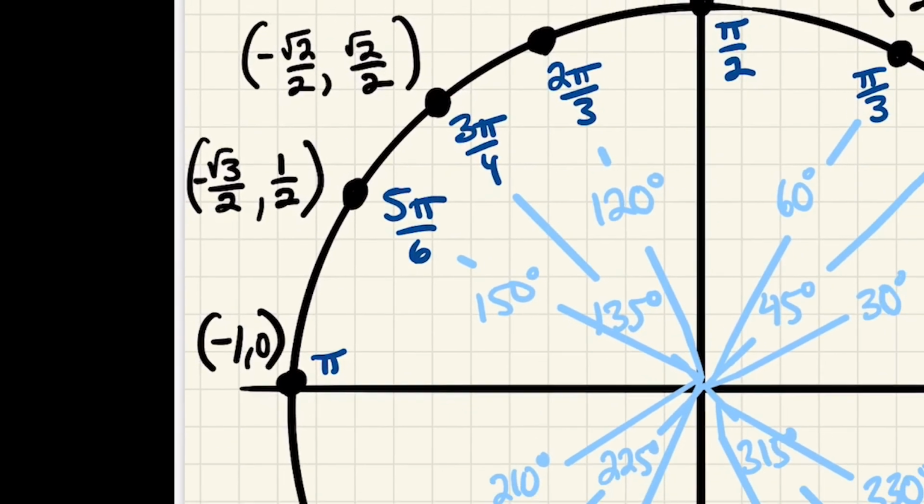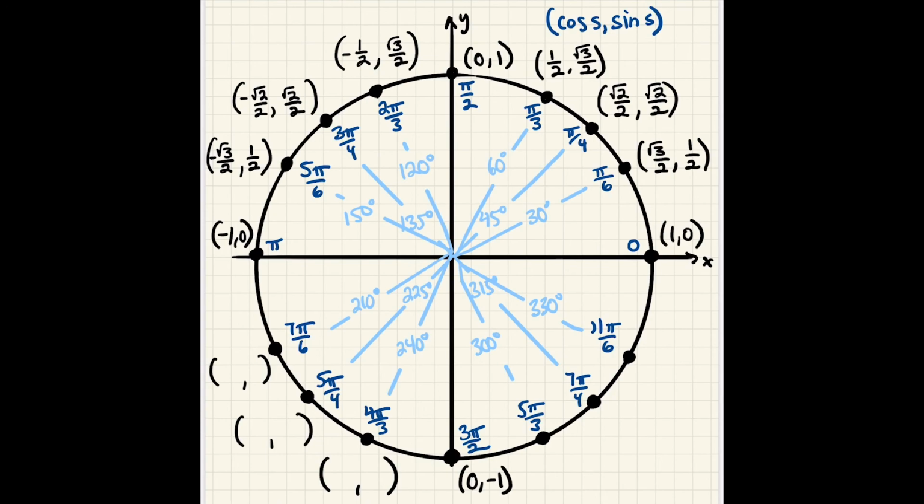Okay, we'll do the same thing here. So 7 pi over 6 is part of the pi over 6 family. So it's going to be rad 3 over 2 and 1/2. But in the third quadrant, everything's negative. So this will be negative rad 3 over 2, negative 1/2. 5 pi over 4 is part of the pi over 4 family. So it's negative rad 2 over 2, negative rad 2 over 2. And 4 pi over 3 is from the pi over 3 family. So it's going to be negative 1/2, negative rad 3 over 2.